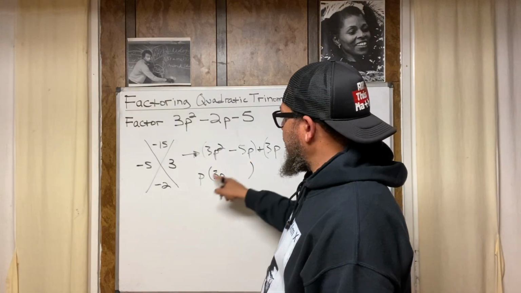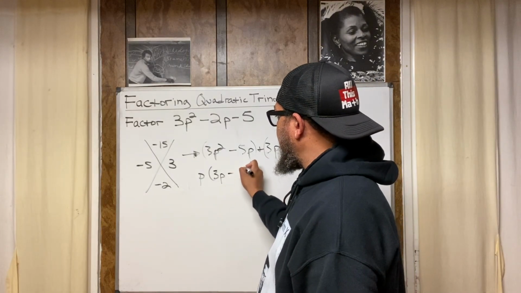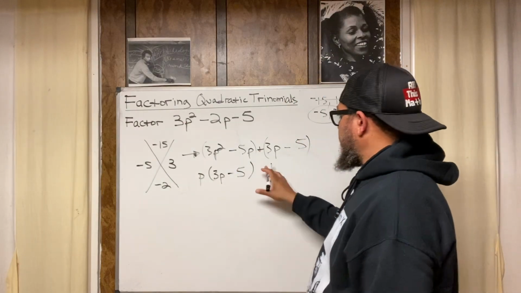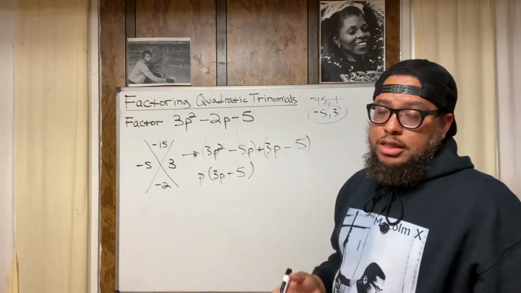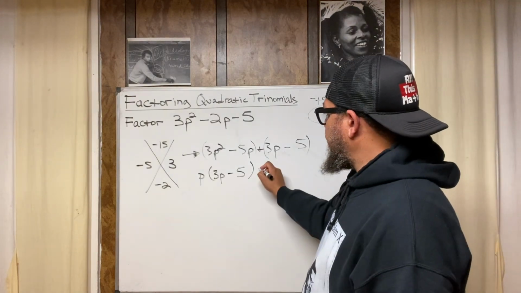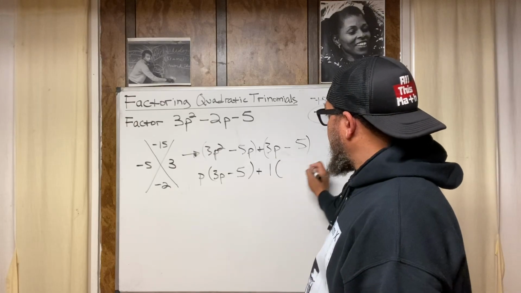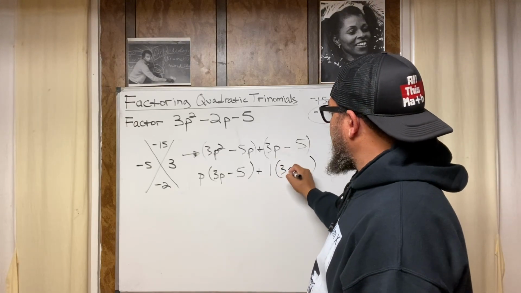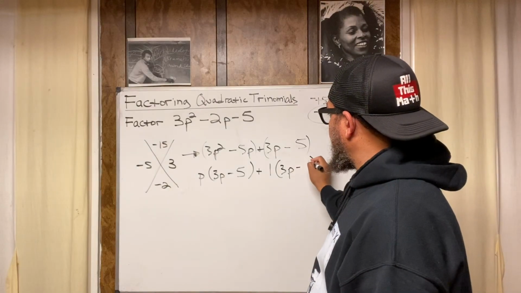Now, negative 5p divided by p is going to be minus 5. The p's basically cancel out or divide out. Now we go over here, 3p and negative 5. The GCF of 3p and negative 5 is just 1. So we're going to have plus 1, and then we put the parentheses next to that. Divide this by 1. That's 3p. Divide this by 1. That's negative 5.